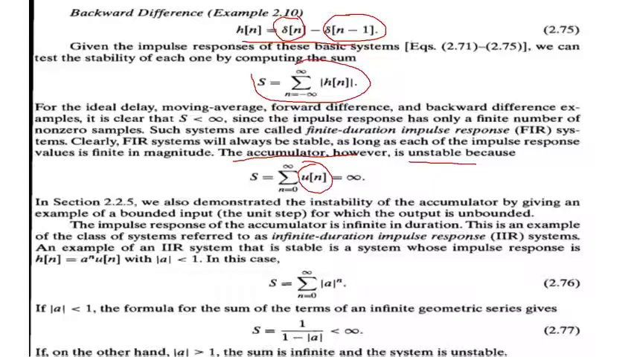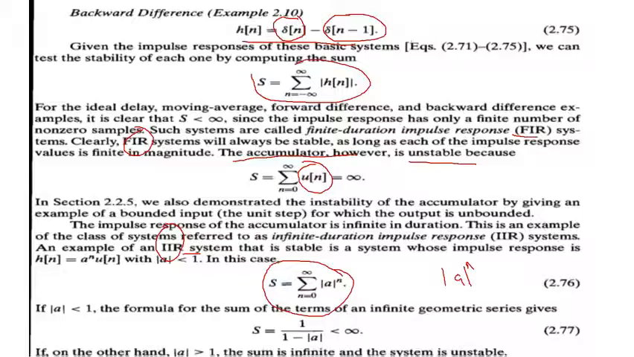Here I want to tell you about two things: one is FIR and the other is infinite impulse response. If there are finite samples in the impulse response, it will be known as a finite impulse response system. If we have infinite samples, it will be known as an infinite impulse response system. For example, if the impulse response of a system is a raised to the power n, we know that this is infinite because we can have any value of n.